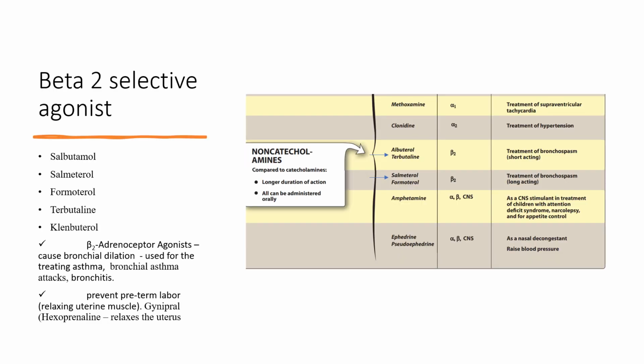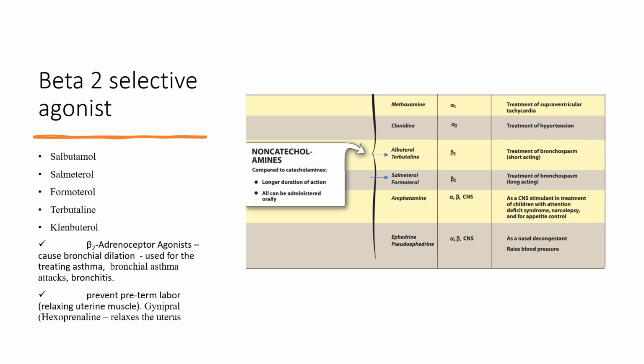Now beta 2 selective agonists. These drugs will cause bronchodilation and peripheral vasodilation, and these drugs will decrease the BP. The drugs are salbutamol, salmeterol, formoterol, terbutaline, and clenbuterol. Beta 2 adrenoceptor agonists cause bronchodilation and are used for treating asthma, bronchial asthma attacks, and bronchitis.